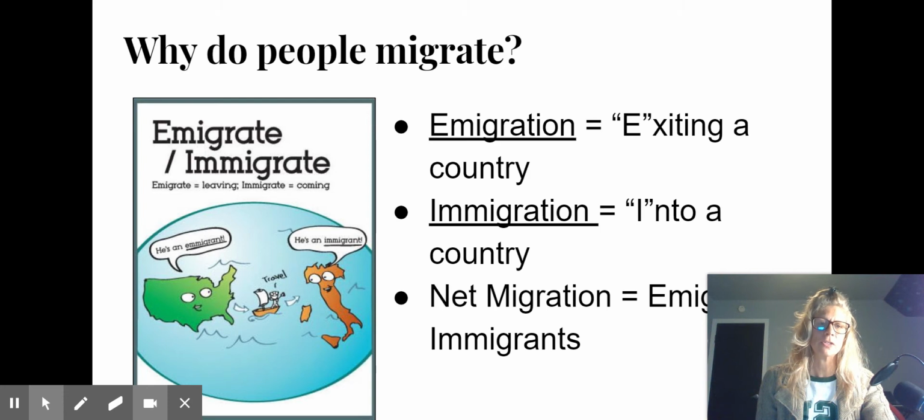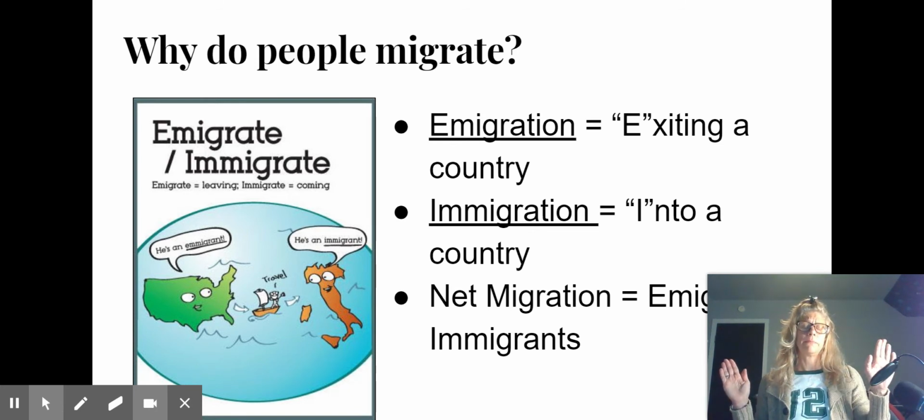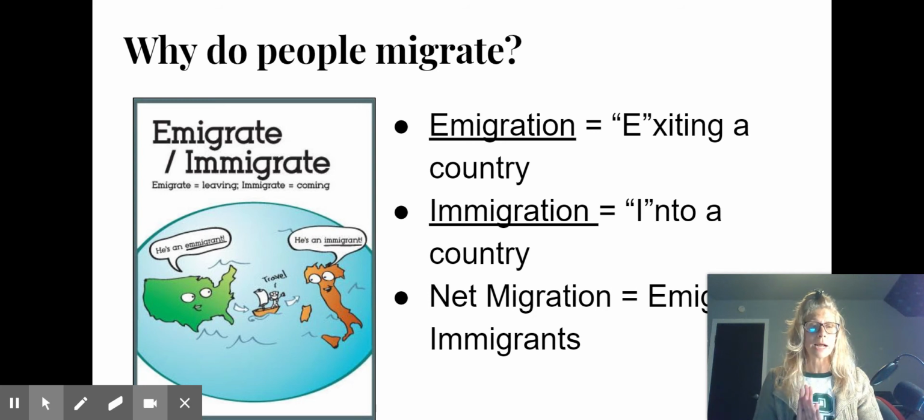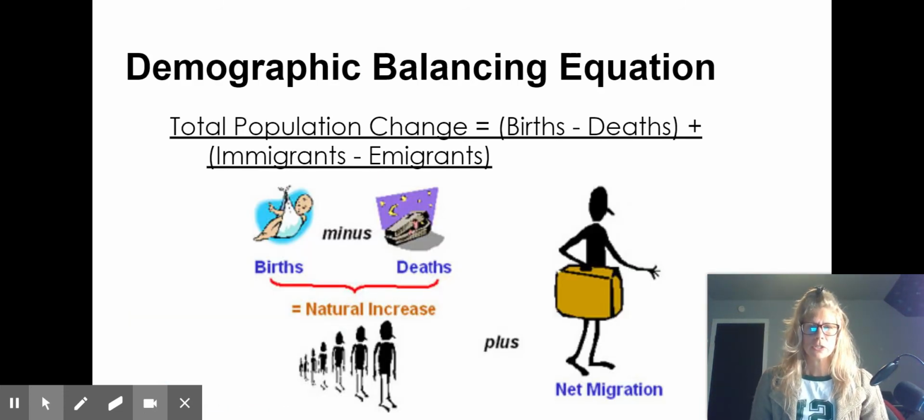Make sure that you understand what net migration is. I know my square's in the way there, but that is immigration minus emigration. That is the amount of people coming into a country and the amount of people leaving a country, and you subtract those from each other to get net migration. The demographic balancing equation takes it one step further: births minus deaths in a country for your natural increase, plus the net migration.